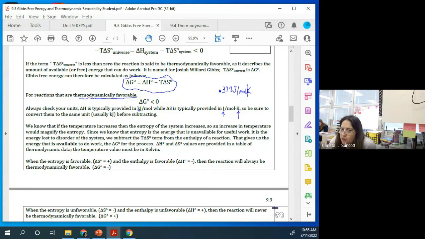So we know that entropy of the system increases when temperature increases. An increase in temperature would also magnify your entropy. So that's why they multiply those together. We subtract this term from the enthalpy, and that gives us the energy available to do work. So here's your total energy, but we have to subtract out the part that's lost to that disorder because it's not available to do any work. And if we end up with a positive delta G, then that means it's not thermodynamically favorable. It has to be a negative delta G in order for it to work.